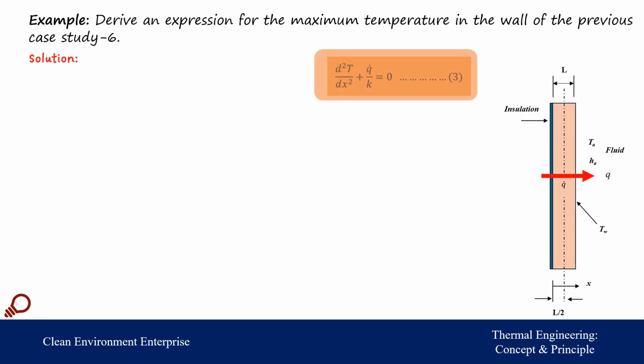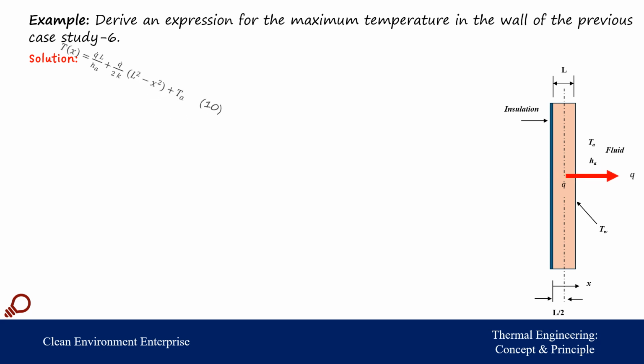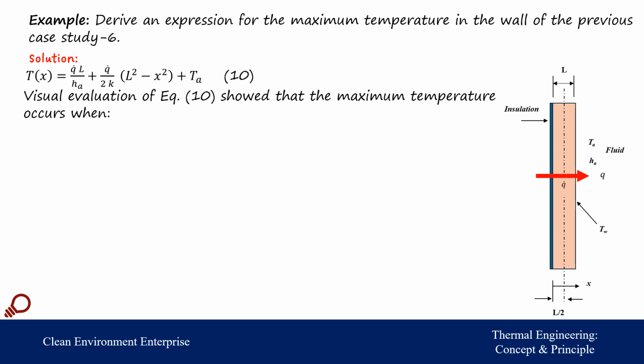And the general form is again d square T by dx square plus Q dot divided by K equal to 0, which represents the one-dimensional heat transfer in the plane wall where there is a heat generation per unit volume under steady state conditions. We have equation number 10 as represented in the previous example. Then we may find the maximum temperature from equation 10 by visual evaluation.